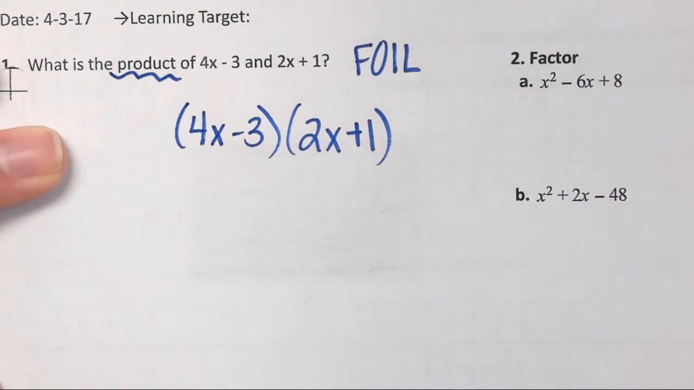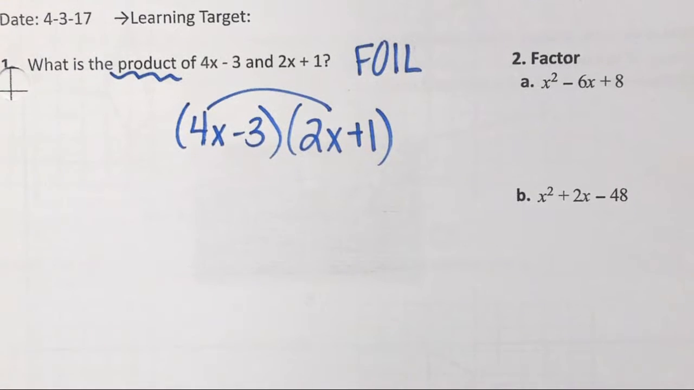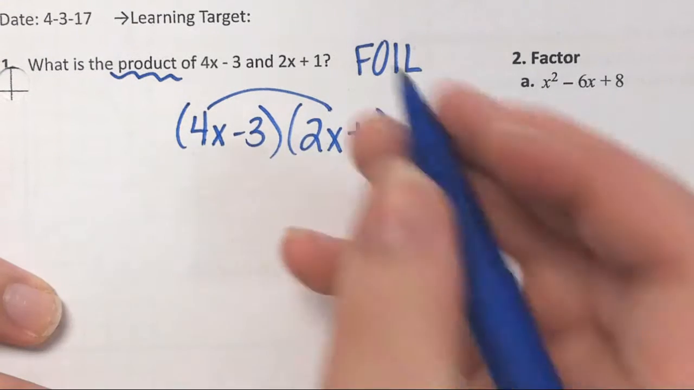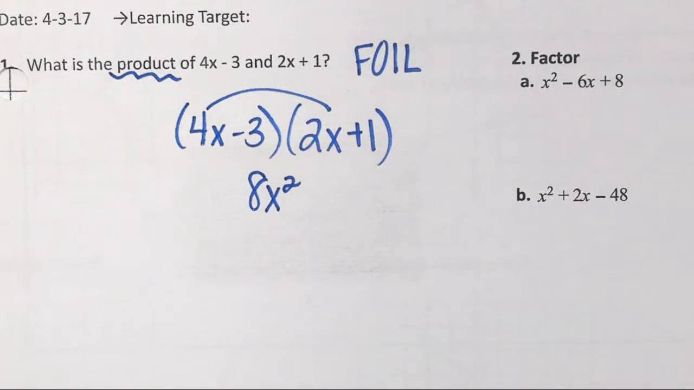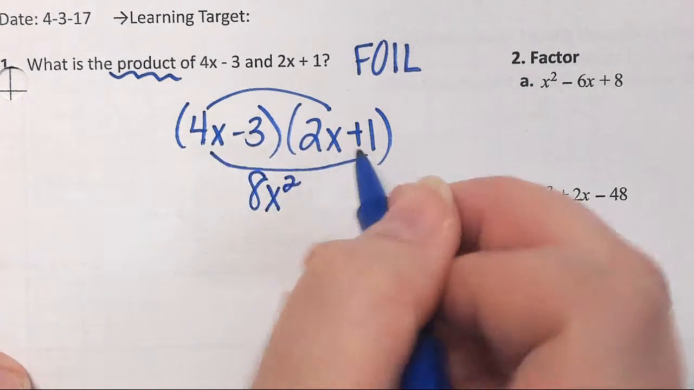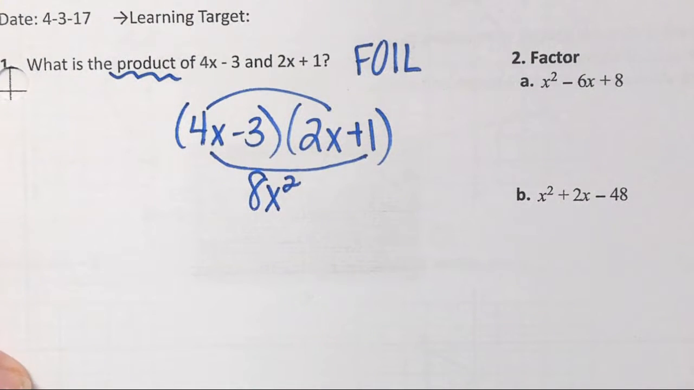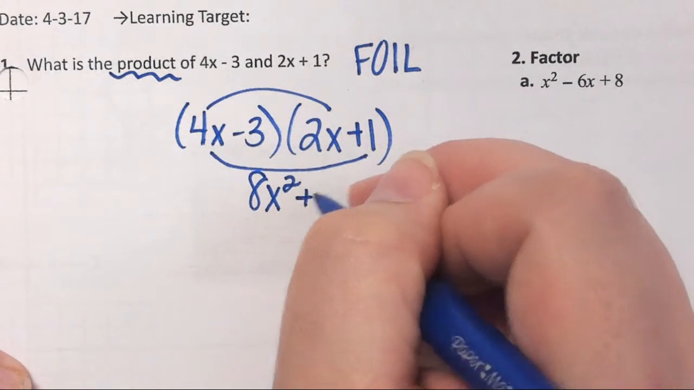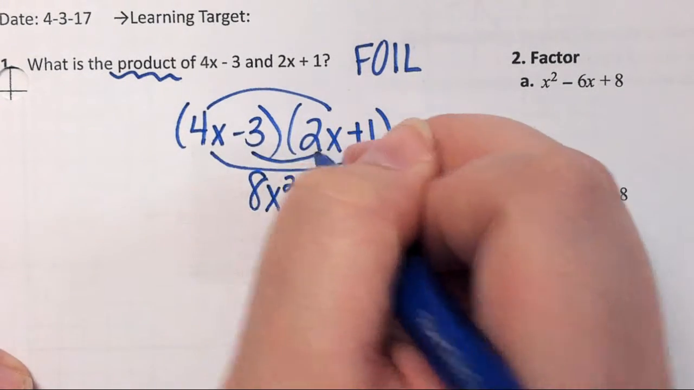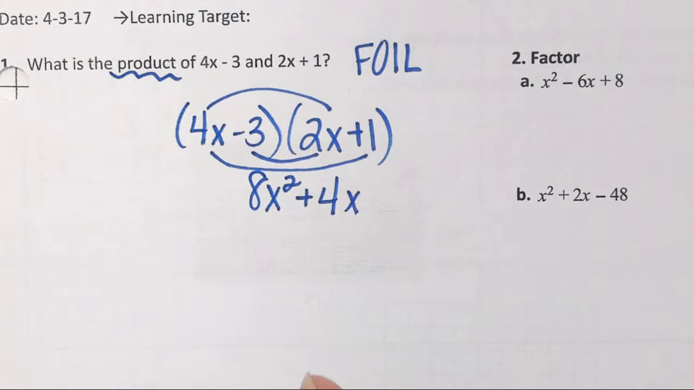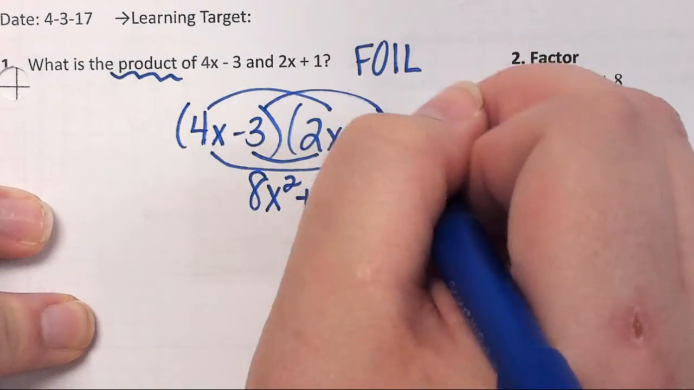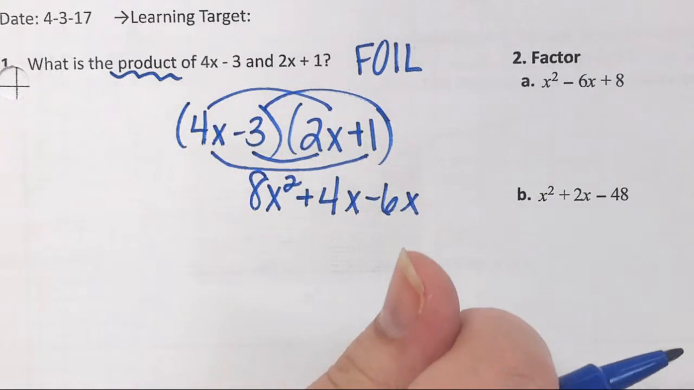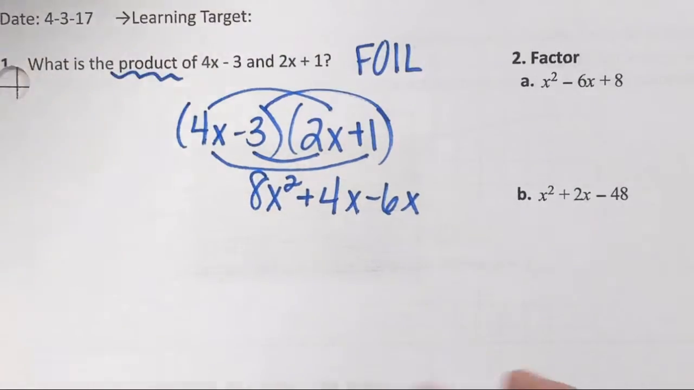First, outer, inner, last. So first would be 4x times 2x. What do you get when you multiply 4x times 2x? 8x squared. Okay, outer would be 4x times positive 1. So what do I get? Positive 4x. Inner would be negative 3 times 2x. So what do I get? Negative 6x. And then last, negative 3 times 1, and I get negative 6.